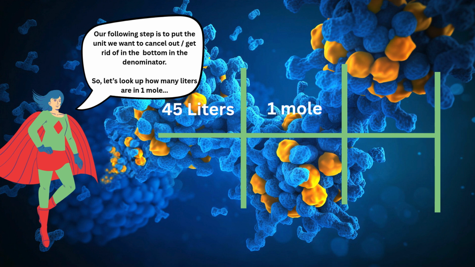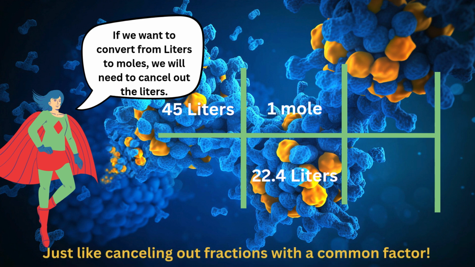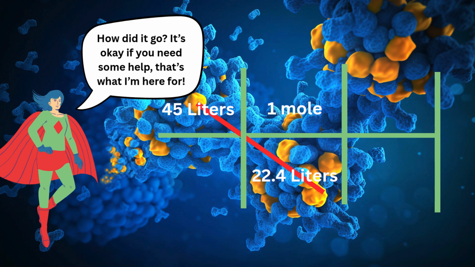So let's look up how many liters are in 1 mole. That's right, 22.4 liters are in 1 mole at standard temperature and pressure. If we want to convert from liters to moles, we will need to cancel out the liters. Next, we need to convert from moles to grams. Pause the video to try it on your own. How did it go? It's okay if you need some help, that's what I'm here for.